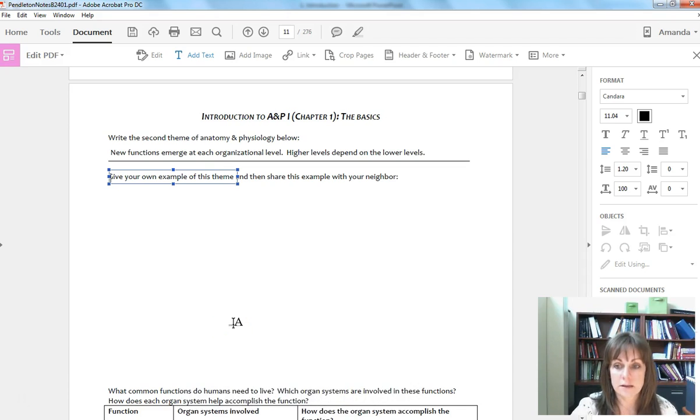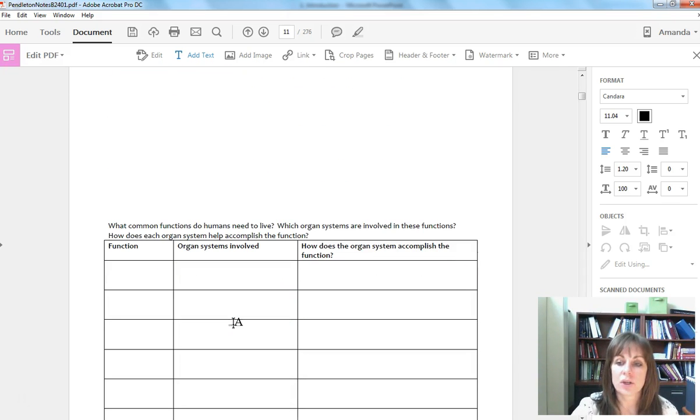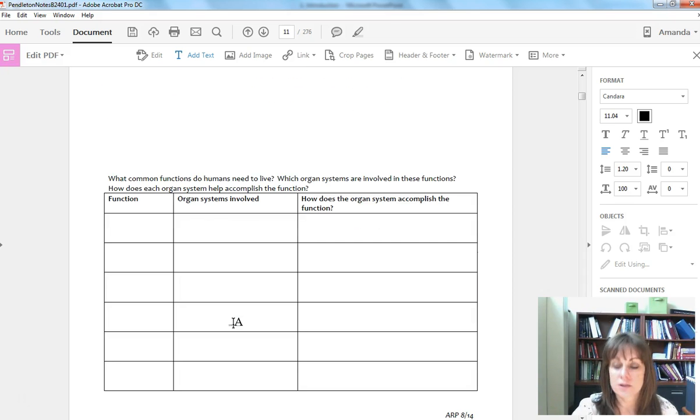Okay, and one last thing on this idea of organ systems. They're very important. That's why I'm spending a fair amount of time on them. Once you feel good about what you think the organ systems do, I want you to think about that same information in a little bit different way. And so I want you to think of it in the context of what common functions humans need to live.